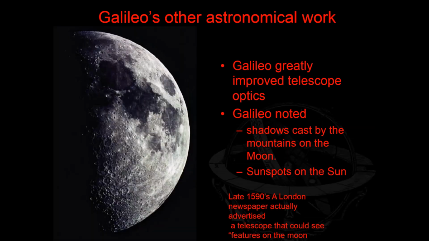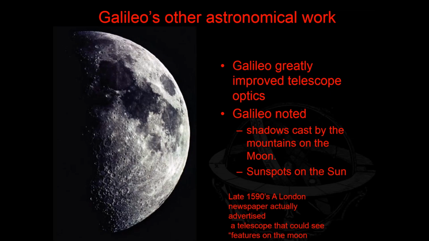Galileo actually did a lot of other astronomical work too. Let's talk a little bit about that before we move on. Galileo greatly improved telescope optics. He didn't just have one telescope. He built his first crude telescope based on ideas coming out of the Netherlands and possibly even Britain, based on papers that were sent to him, but then improved it. He built successively better telescopes.